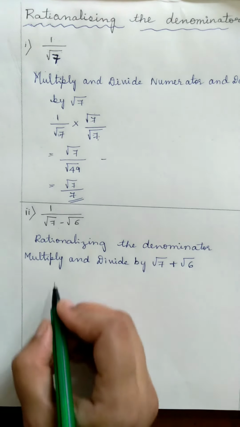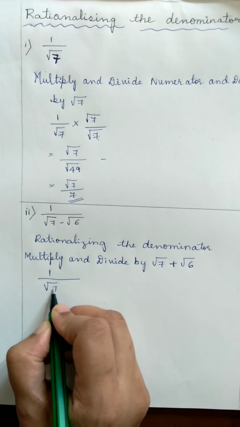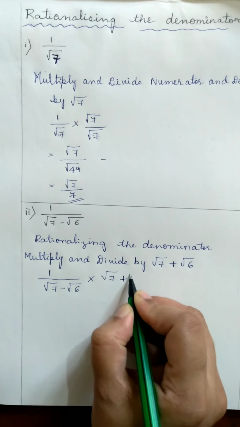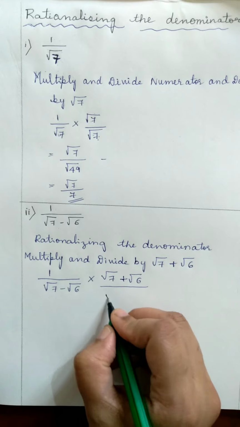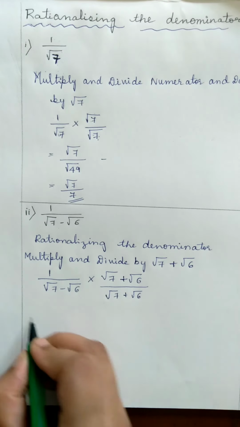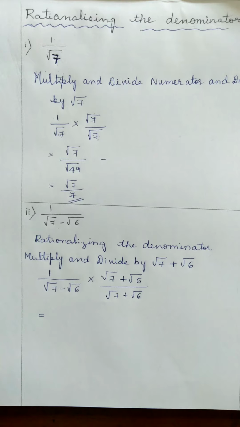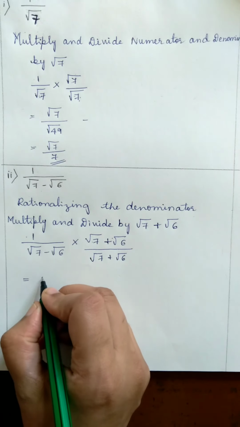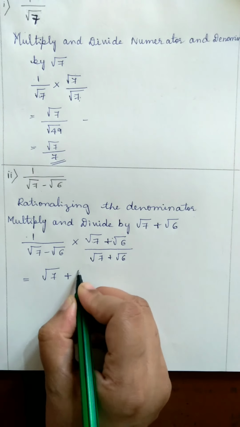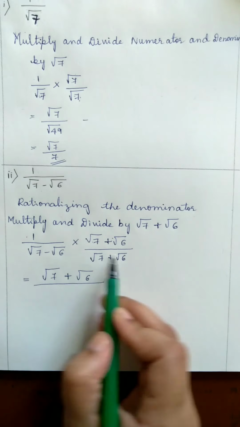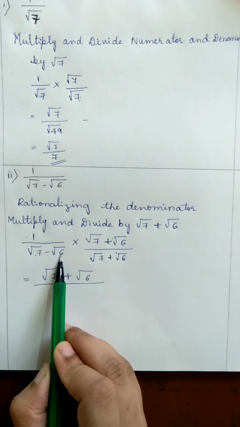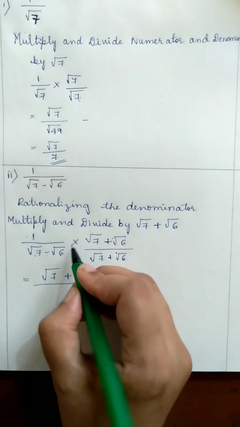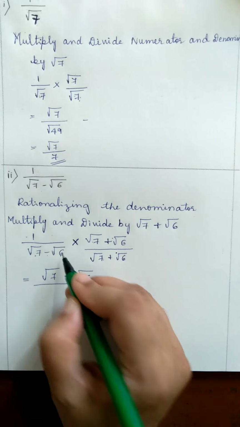Now in the next step, we have 1 by root 7 minus root 6 into root 7 plus root 6 divided by root 7 plus root 6. Therefore, in the next step, root 7 plus root 6 into 1, when you multiply the numerators, it will become root 7 plus root 6, divided by, in the denominator, root 7 minus root 6 into root 7 plus root 6. This multiplication applies to both numerator and denominator.